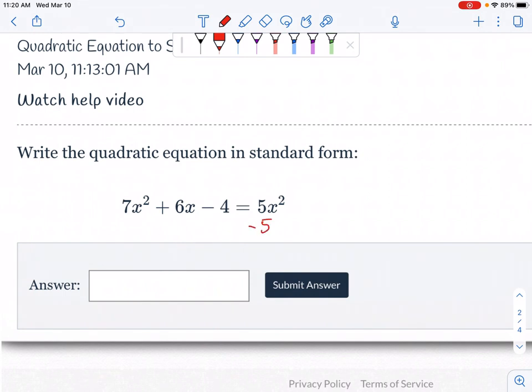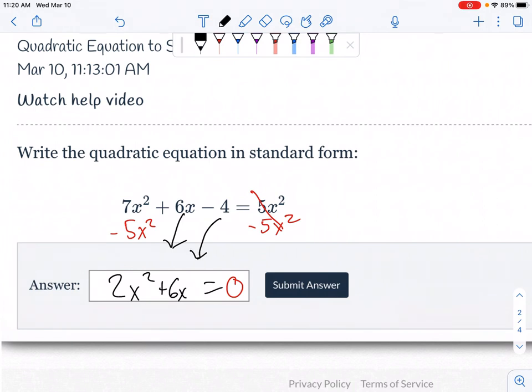So negative 5x squared would get rid of that to make it 0. So in red there, that makes that equal 0, but then I also have to subtract. I have to do the same thing to the other side. Think of it like a scale. We have to keep the scale balanced. So 7x squareds minus 5x squareds makes 2x squareds. My 6x doesn't change, and my negative 4 doesn't change. So that's my answer.